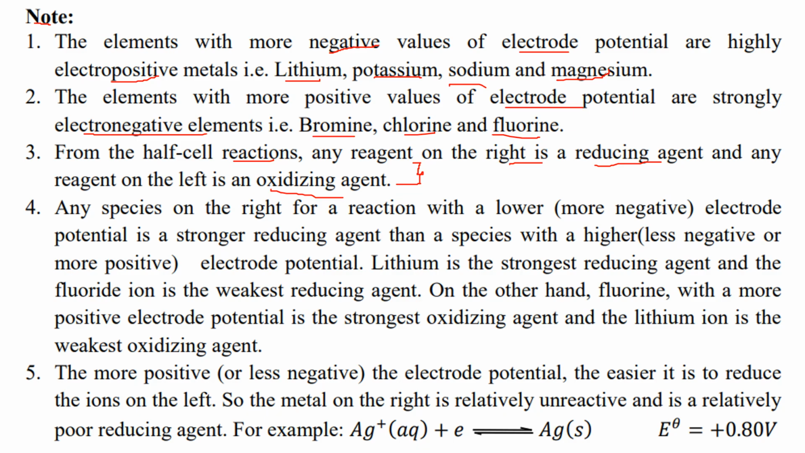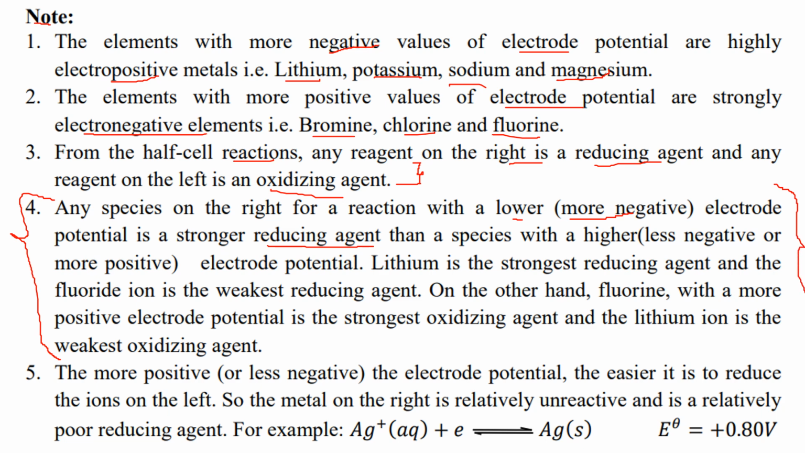Note number 4 is that the species that are going to be present on your right for a reaction with a lower or a more negative electrode potential are going to be stronger reducing agents. So the more negative the electrode potential is for a given element, the stronger a reducing agent that element is. This is very, very important. You should understand this right away from the basics, because in paper 1 there are a lot of questions that ask about electrode potential specifically under this area.